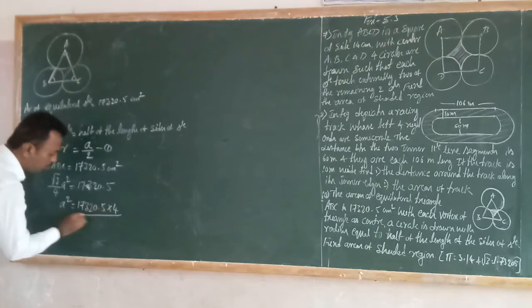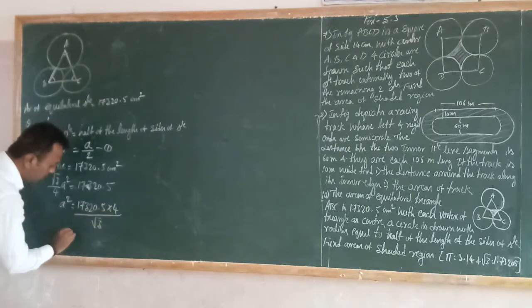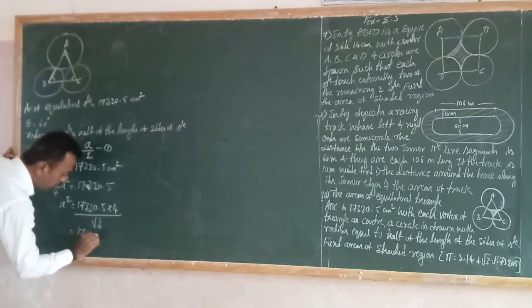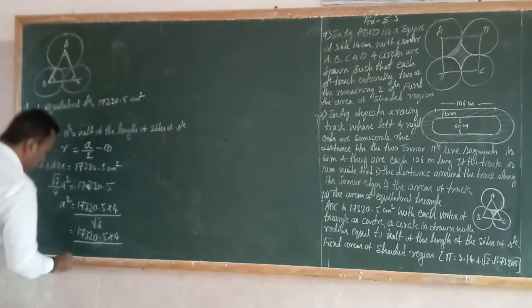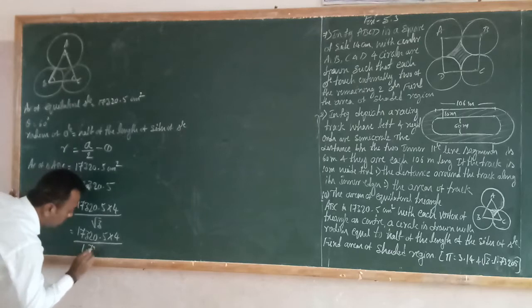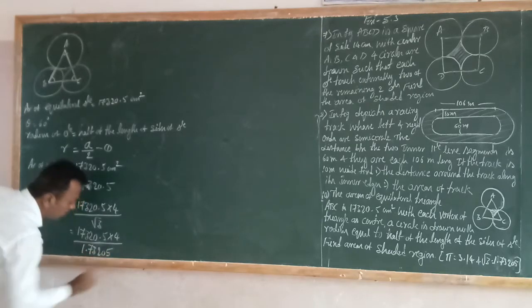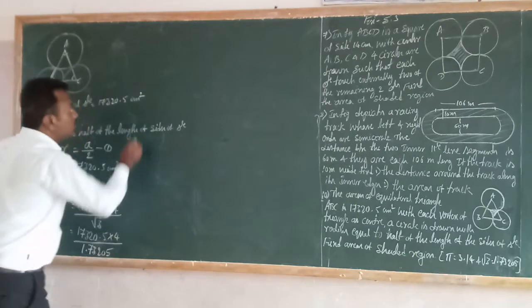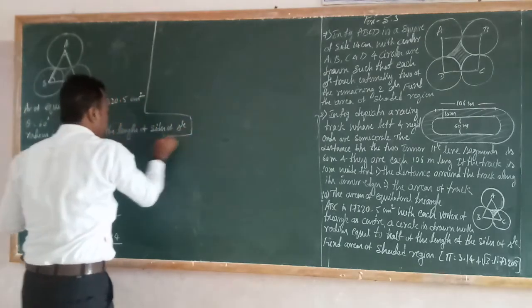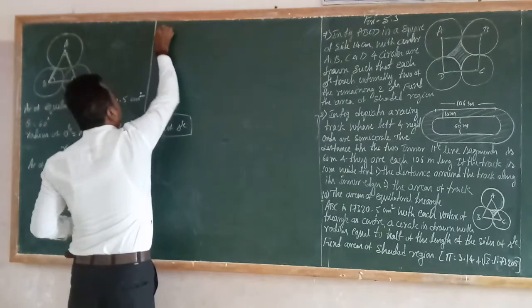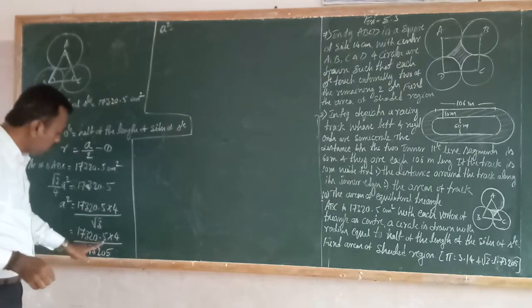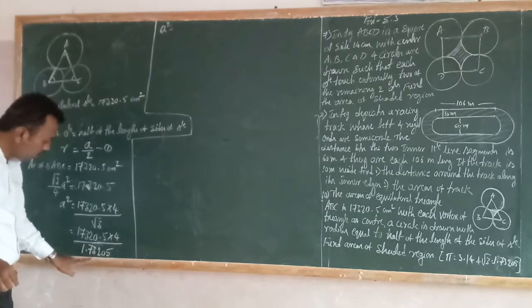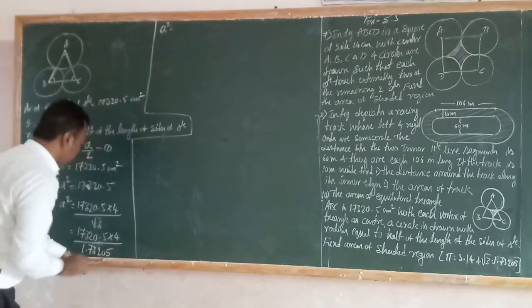It is equal to 17,320.5 into 4 whole upon, what is the value of root 3? Root 3 is 1.73205. Okay, 1.73205. So now a square is equal to 1732.5 into 4, and in the 1.73205 we should multiply by 1 lakh.